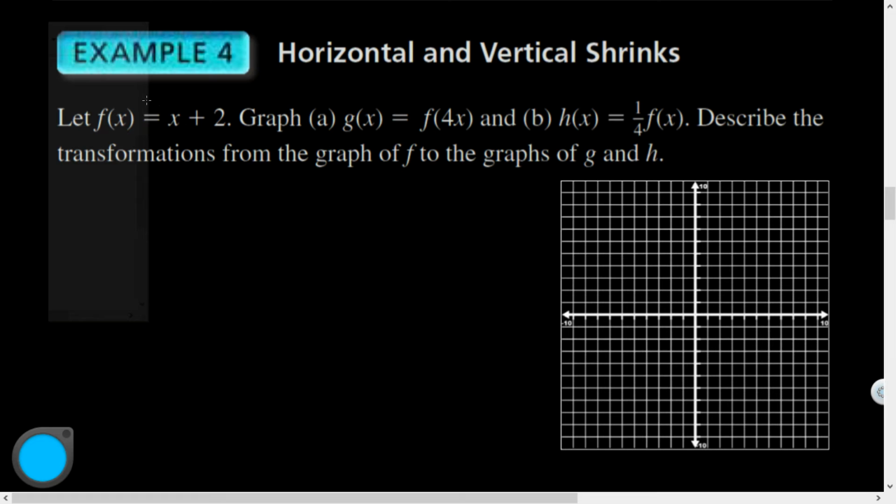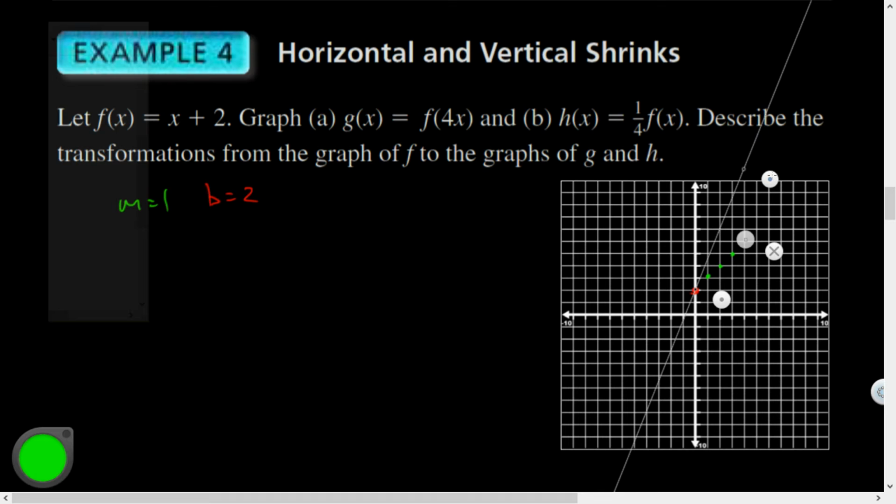Here, let's try to get this horizontal and vertical shrinks. If f of x equals x plus 2, graph the function and then describe the transformation of the function. Let me do this quick. Original function slope is 1. The intercept is 2. So let's see, up 2 right there. Bam, slope of 1. So that's going to be up 1 over 1, up 1 over 1, up 1 over 1. Draw a line all the time.